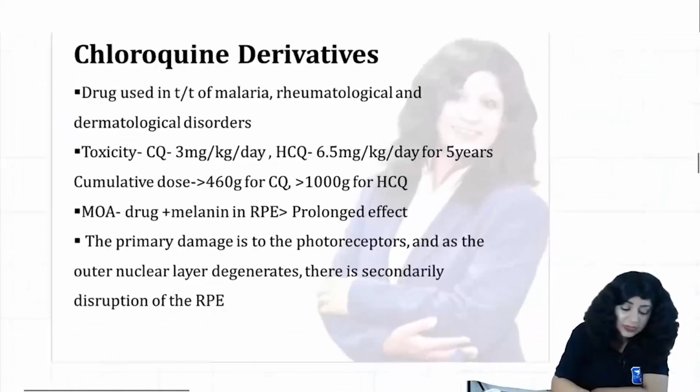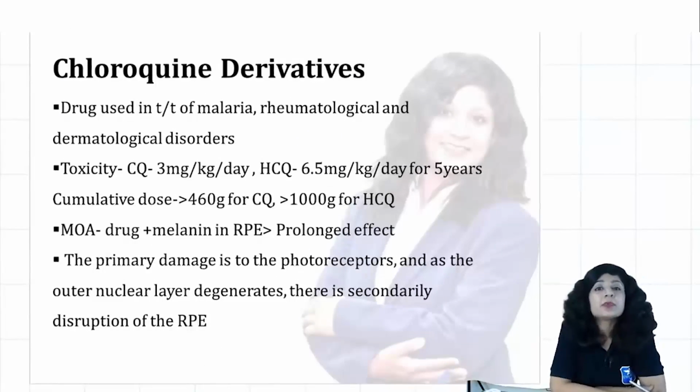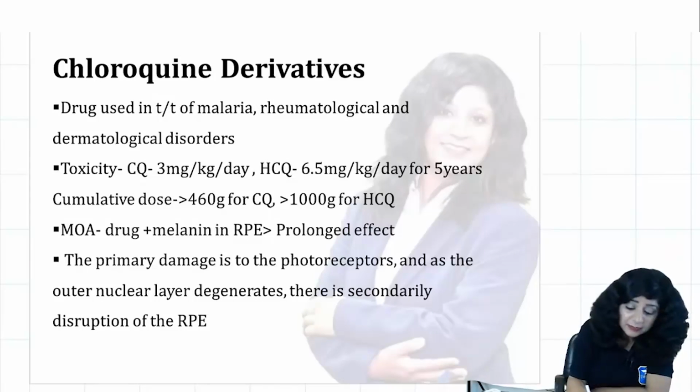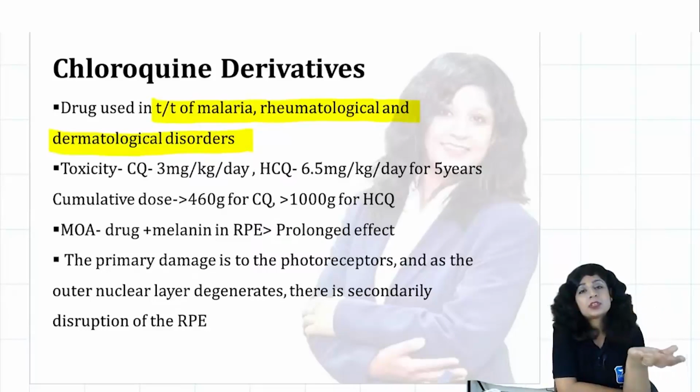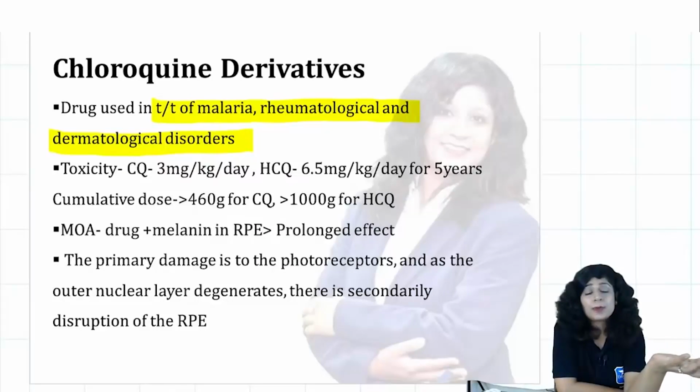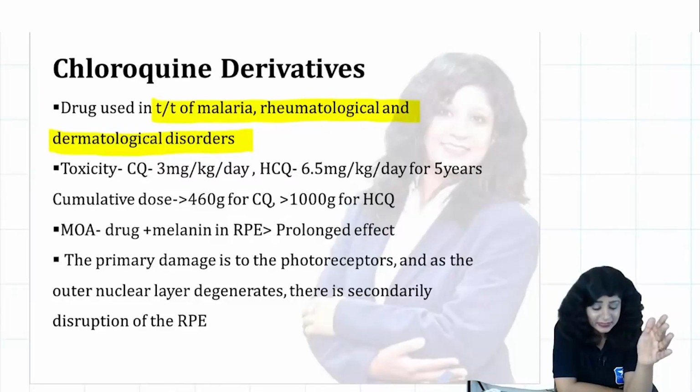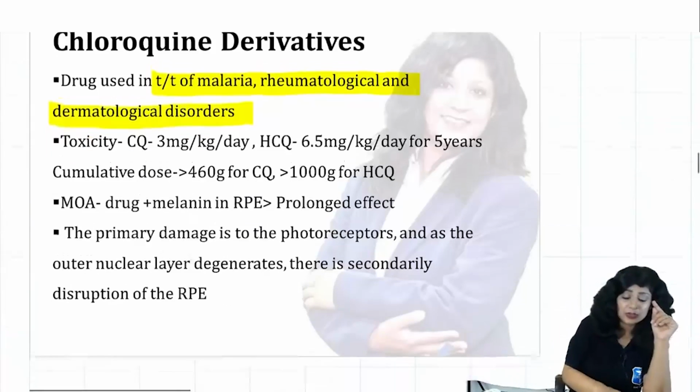Now, try to see. This is again an integrated question, because we are using these chloroquine derivatives at many places, like in the treatment of malaria, rheumatological, as well as dermatological disorders. So maybe they are giving you a medicine question. The patient started with chloroquine and now he's developing this, or maybe in orthopedics for rheumatoid arthritis, like this. Now, the important thing is, look at the toxic doses.